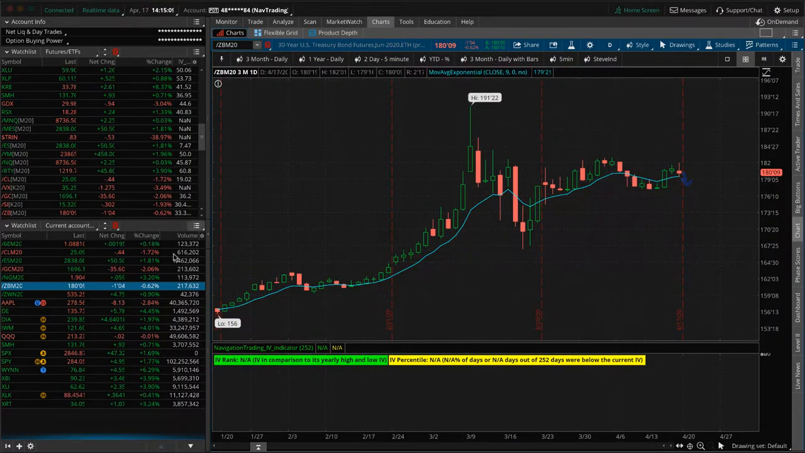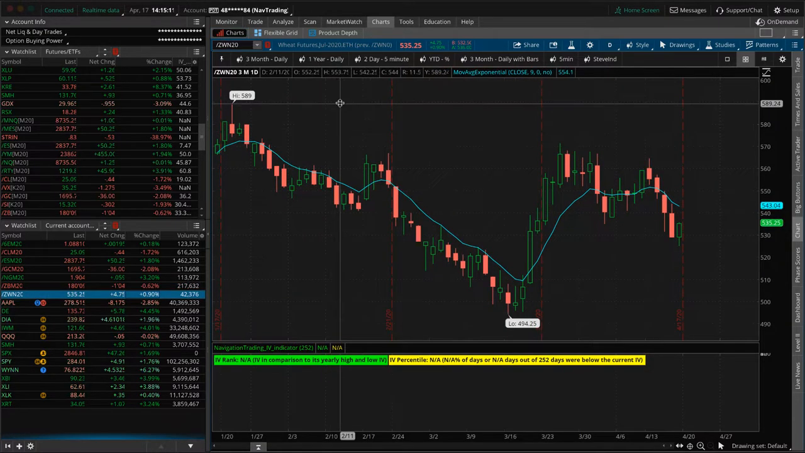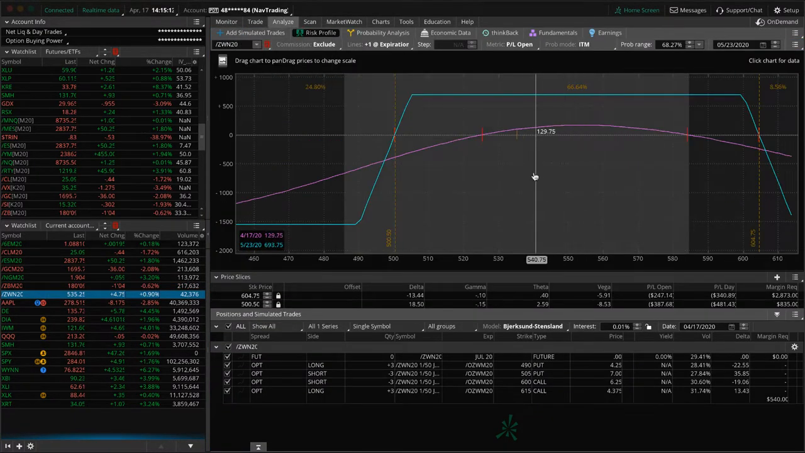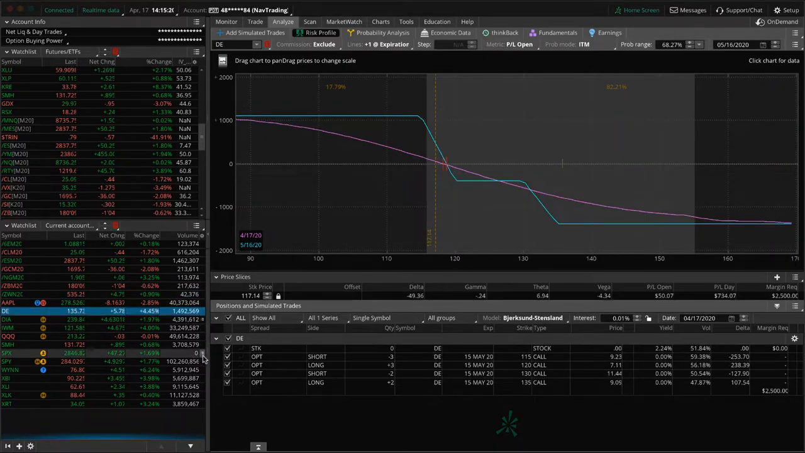So that's where we're at there. Wheat, we've got an iron condor in wheat, pretty centered here, just waiting for some more time to pass. I mentioned Apple, DE up big today, up almost 4.5%.